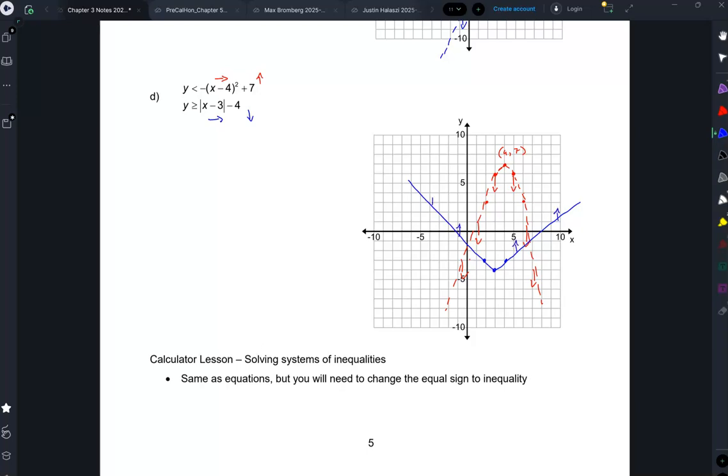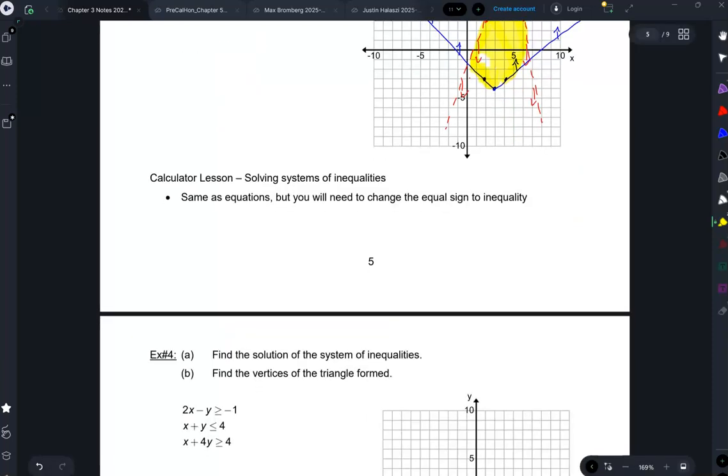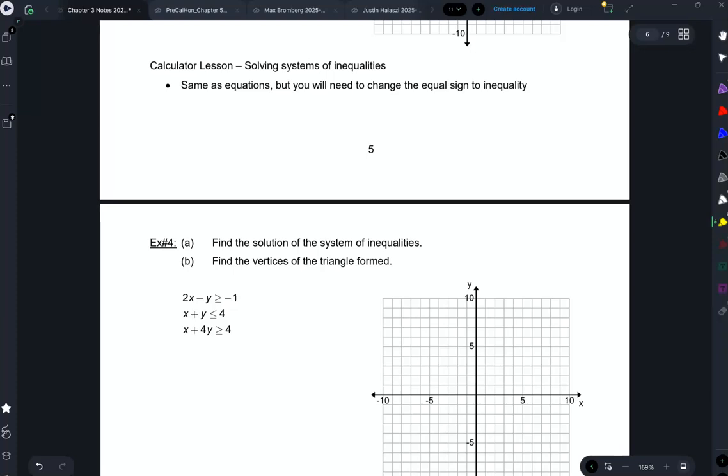So where is my solution? It's inside here, right? This is my solution. Okay? Any questions? All right, the point is it has to be super, super clean. There should be no ambiguity where your solutions are. And then as far as the calculator is concerned, it's exactly similar, right? There isn't anything different.